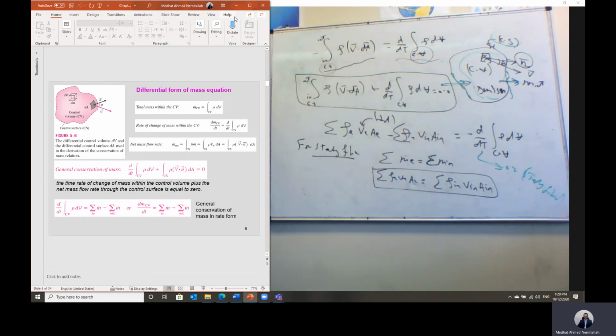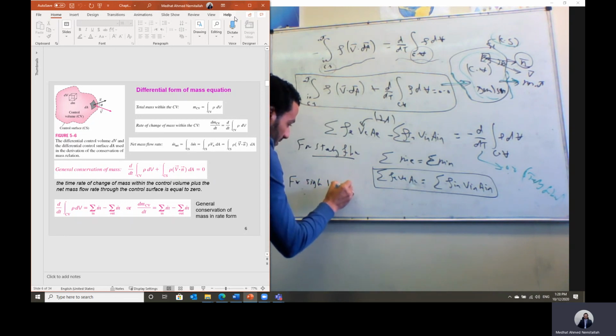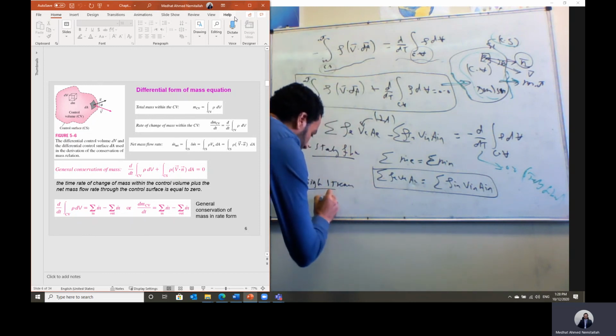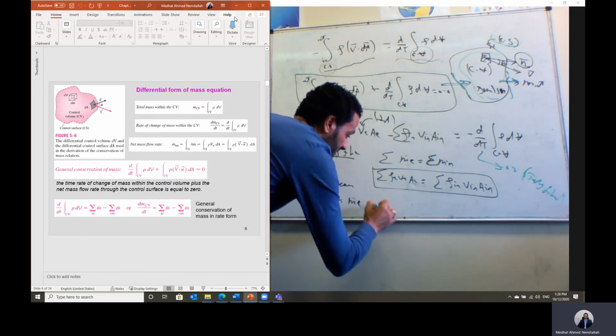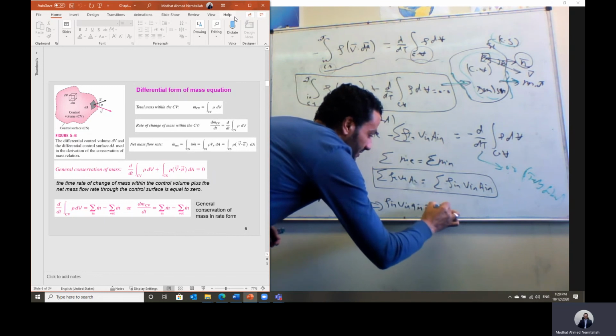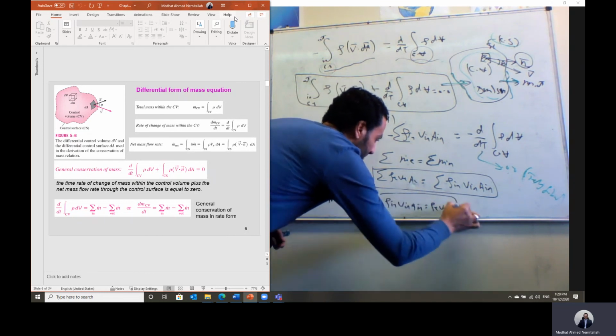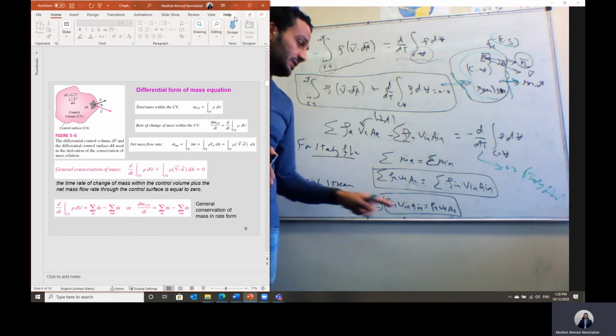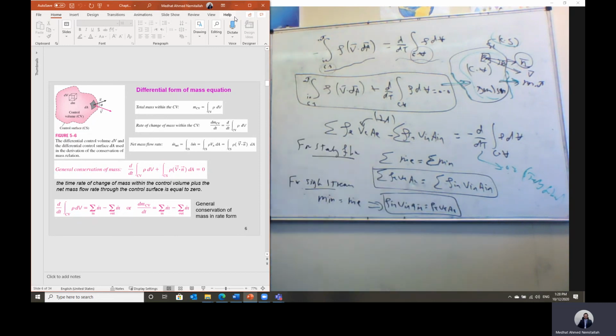Okay? In case of a single stream, I will repeat this again. In case of a single stream, we have only one inlet and one outlet. So in this case, m dot inlet will equal m dot exit, or we can say rho inlet, V inlet, area inlet will be the same as at the exit section. Density multiplied by area multiplied by velocity at the inlet will equal the same at the outlet, in the case of a single stream.